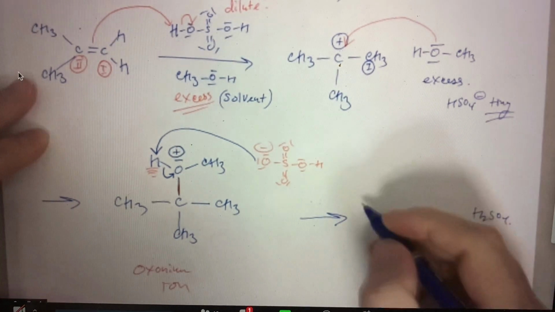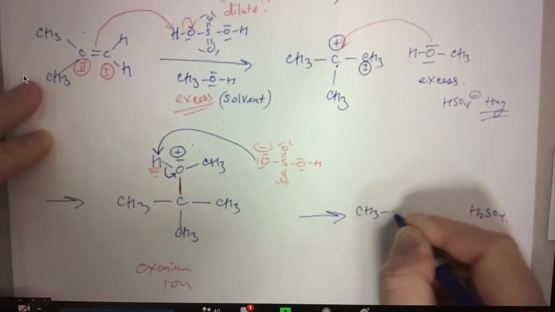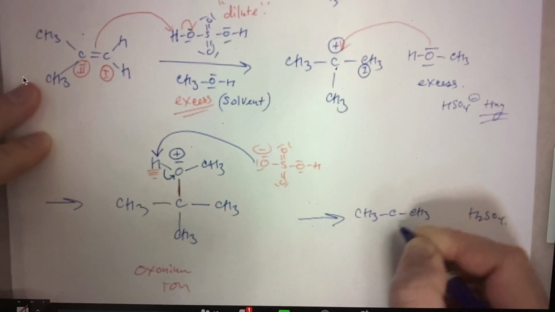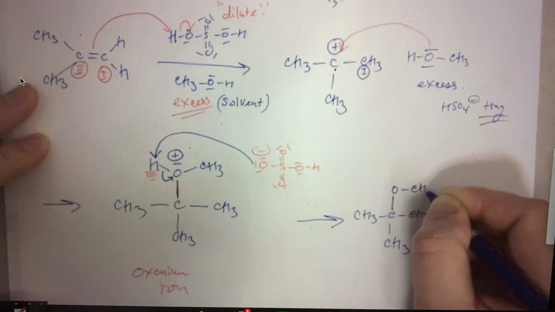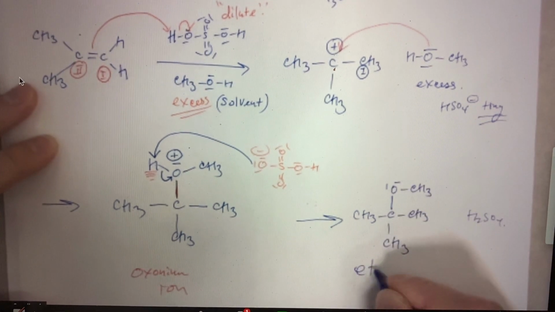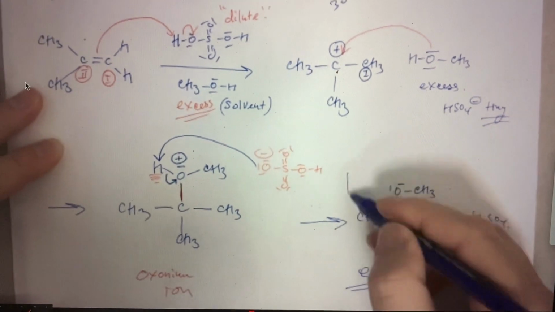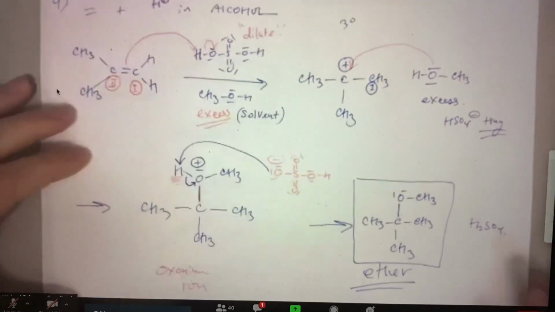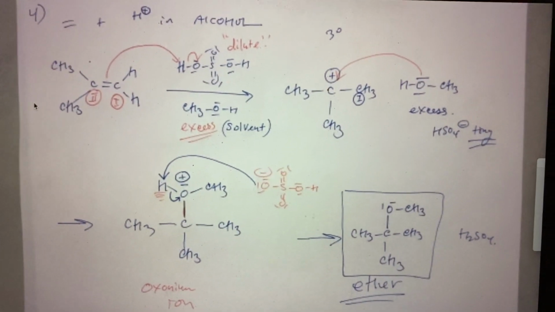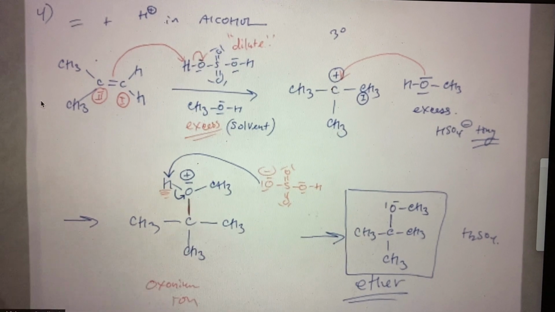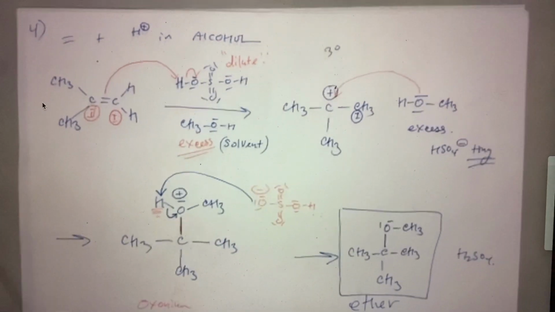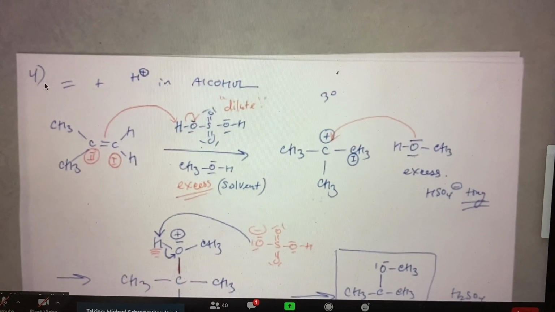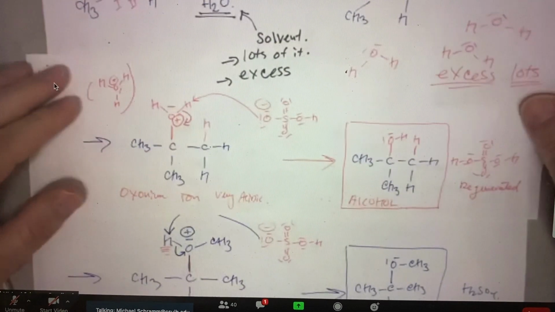So we remake this, but the key product we're making here, instead of making alcohols, is now we've made ethers. So by switching the solvent from water to methanol, we've made a methyl ether. So this is really a very, very close variation on the last reaction we did in water.